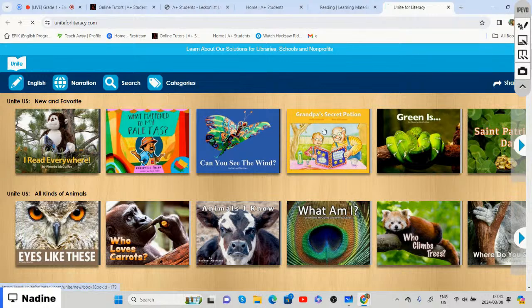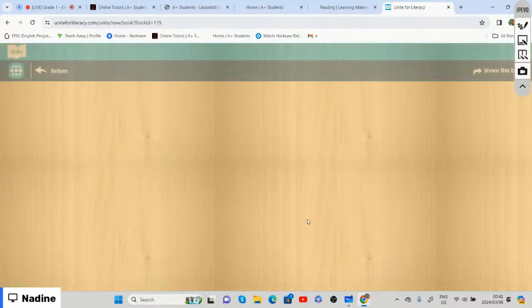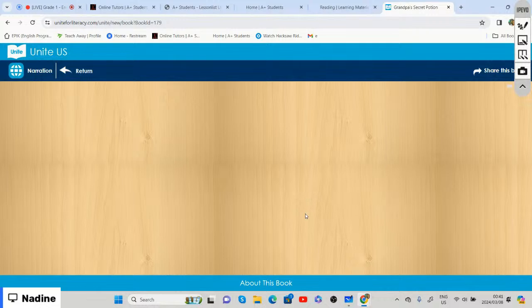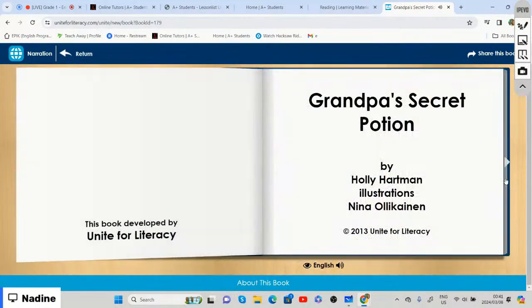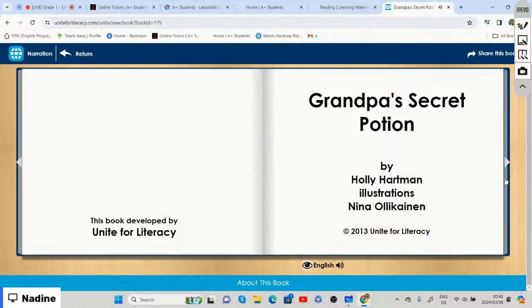All right, let's read Grandpa's Secret Potion. So we're going to read Grandpa's Secret Potion. Grandpa's Secret Potion by Holly Hartman. Illustrations by Nina Olakainen.